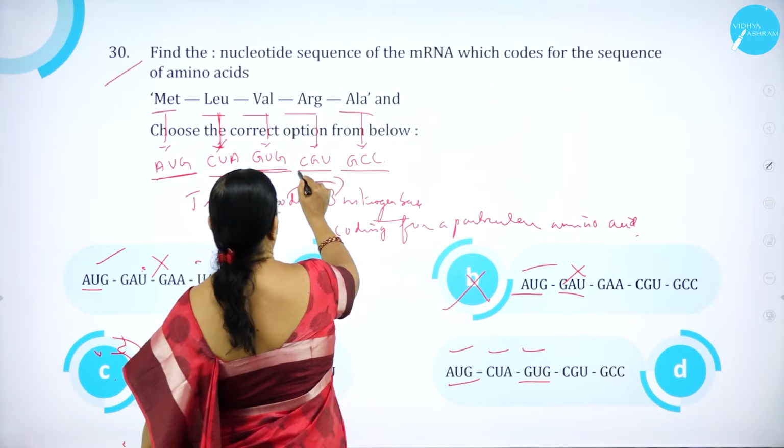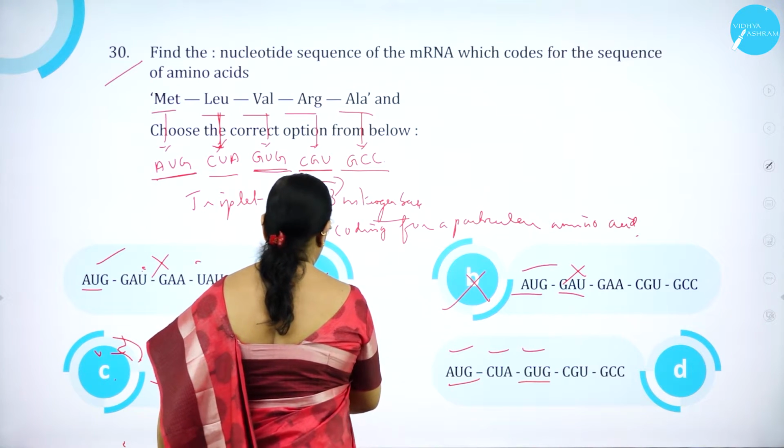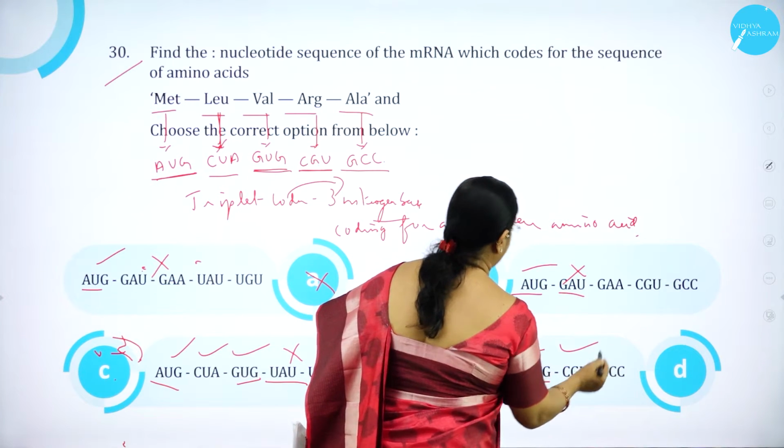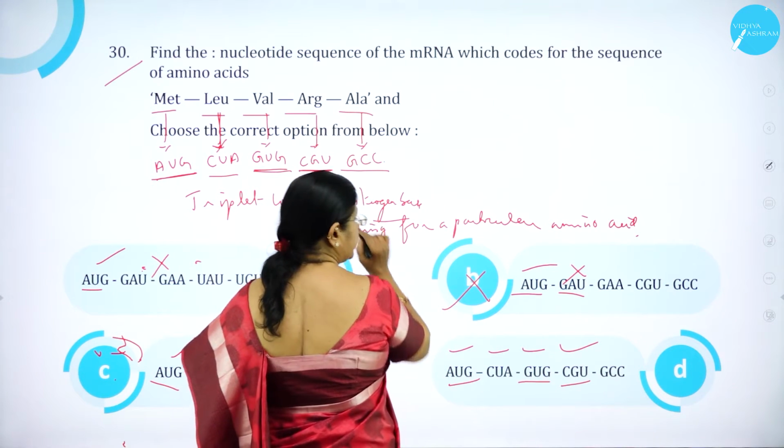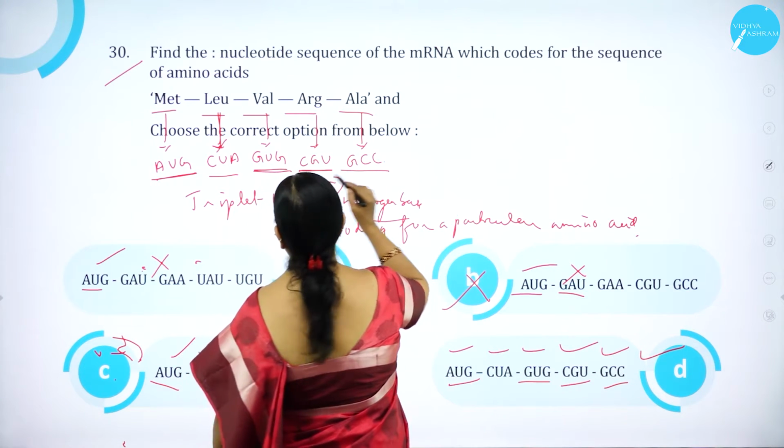Then go for the fourth one, CGU. Here it is AUU, wrong. Here it is CGU, correct. Go for the third one, GCC. Here also you can say GCC. So option D is correct.